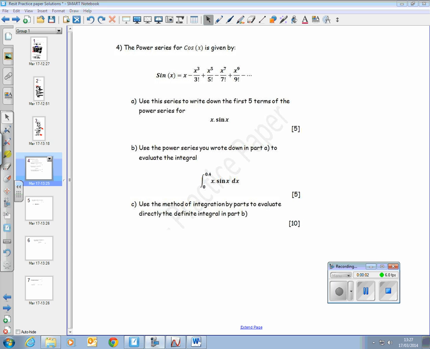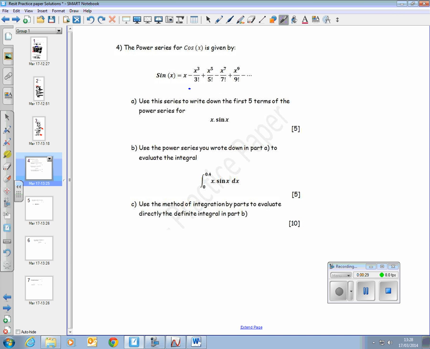Resit paper question number 4. In this paper you're using this power series, which is a way to rewrite the sine of x as a whole series of terms involving x, x cubed, x to the 5 and so on. And the more terms we add, the nearer we get to the value of sine x, you may remember.